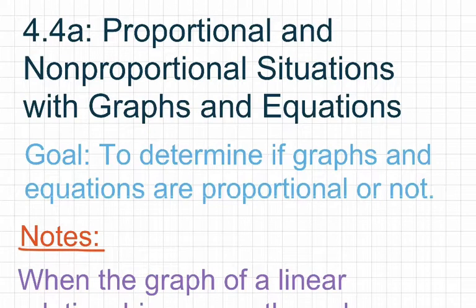Okay, so that pretty much wraps up our lesson, 4.4a. Again, hopefully at this point you're able to determine if graphs and equations are proportional or not. For a graph, you're looking for it to go right through the origin. For an equation, you're looking for it to not have a value for the y-intercept. If those conditions are met, then it is a proportional relationship.